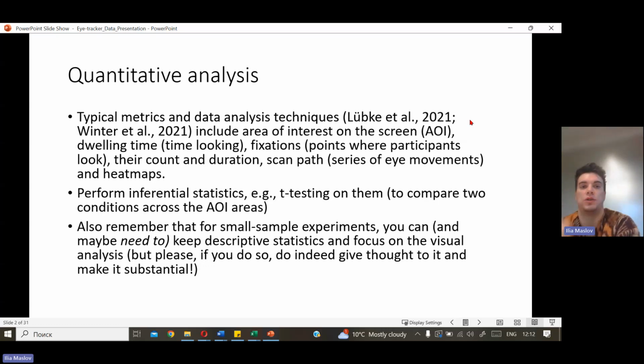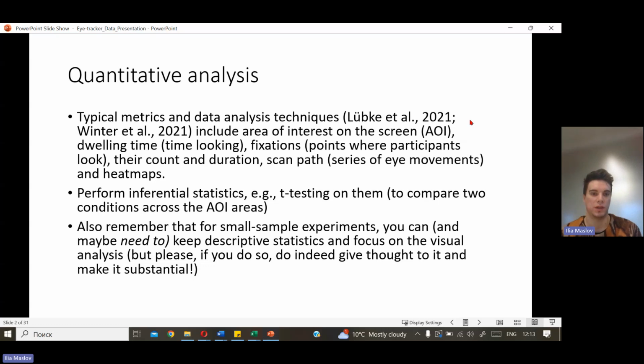So typical metrics in eye tracking include areas of interest on the screen, which I'll show you later. Dwelling time, so how long do you look at the spot? Fixations, the points where the participants look, their count and duration, scan path, a series of eye movements, and heat maps.